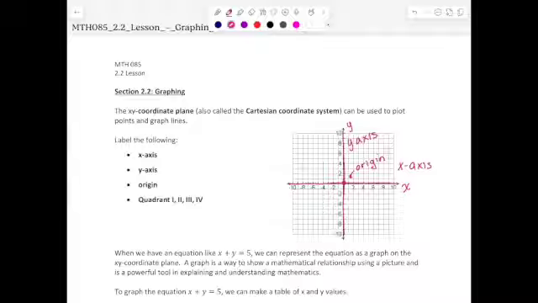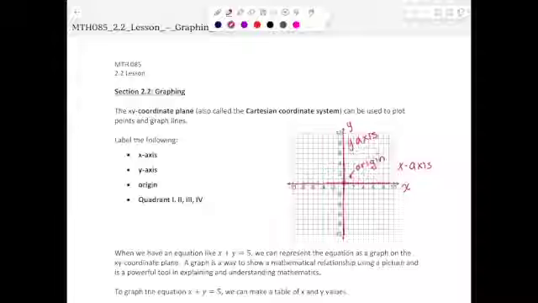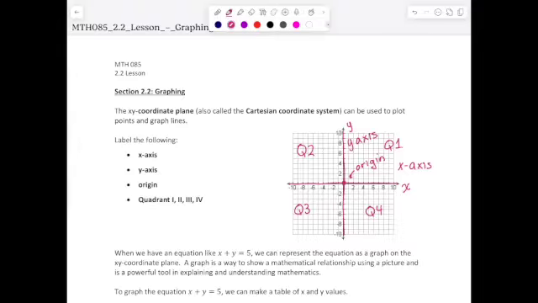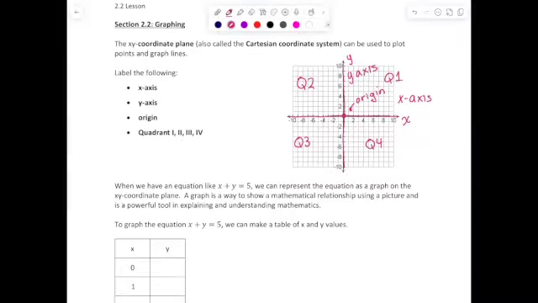Now we want to talk about quadrants. We won't really use quadrants all that much in this course, but it is important to know for future courses. This is quadrant 1, and we call this Q1. This is quadrant 2, and we usually use Roman numerals. This is quadrant 3, and this is quadrant 4. It works counterclockwise. That's just the way that it has been.